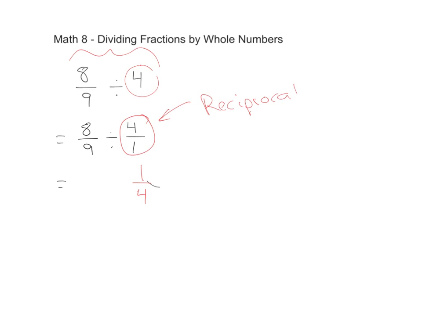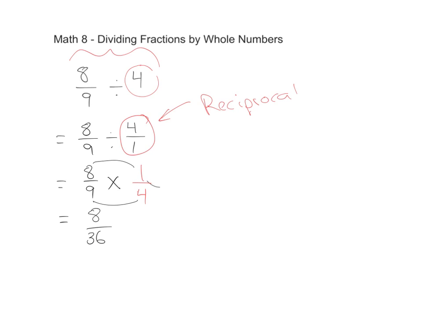The denominator, which was the 1, will now become the numerator. When you do this flip, this reciprocal, it causes the division to switch to a multiplication sign. And the 8 over 9 stays the same. So what do we do now? Well, if it's multiplying, you know the rules. Top times top, numerator times numerator, gives us 8 times 1, which is 8. And denominator times denominator is 9 times 4, which is 36.